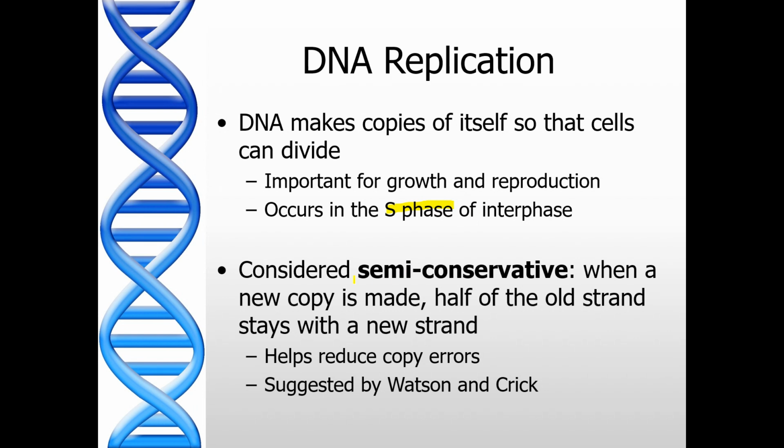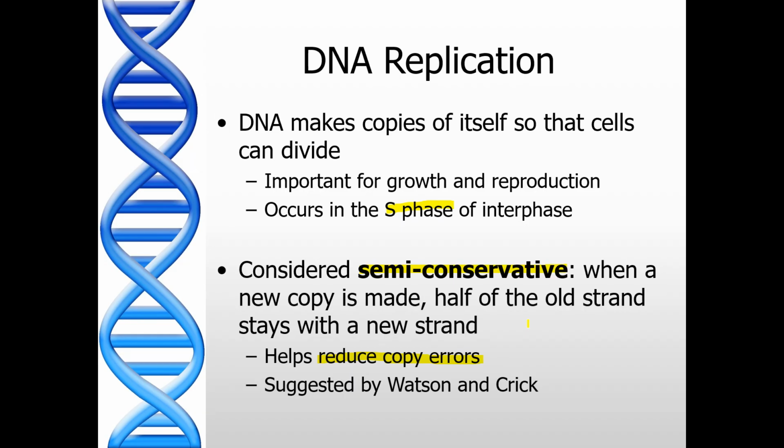It's actually what we call semi-conservative. Every time we make a new DNA molecule, it's going to consist of one original strand and one new strand. And this was one of the things that Watson and Crick were able to see: once they built the model, it was easy to see how this molecule might be replicated.